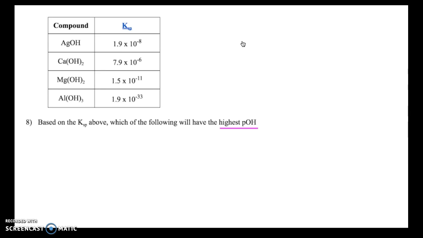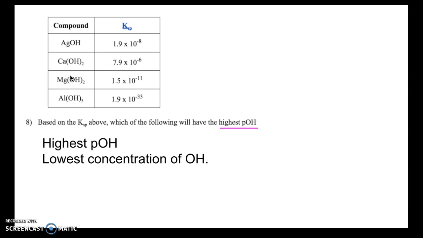And what do we know about pOH in terms of the information given here? You're given a bunch of metal hydroxides. So how does a metal hydroxide relate to pOH? Highest pOH means the lowest concentration of OH.